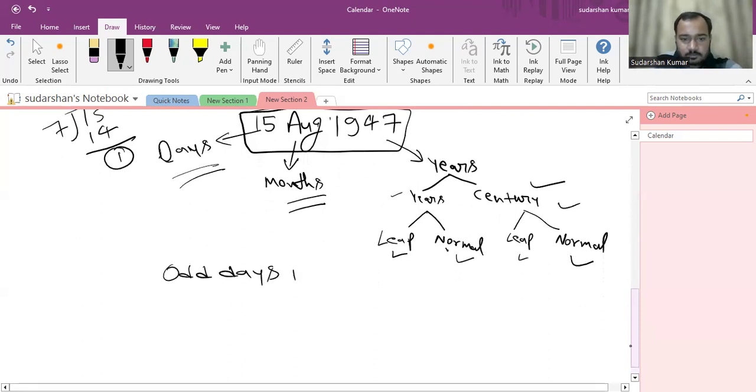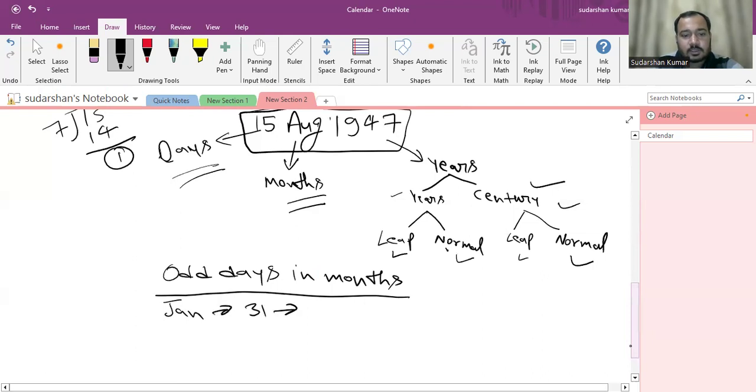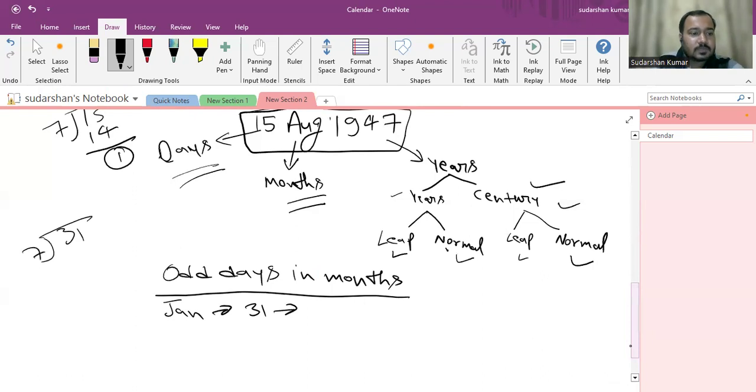Now odd days in months. We all know that there are 12 months in any year. The first month is January. In January, there are 31 days. In 31 days, if we divide 31 by 7, we find that there are 4 weeks that have been completed and 3 days remain. These 3 days are called odd days. So in January, there are 3 odd days.